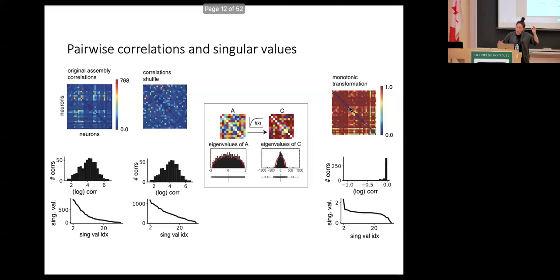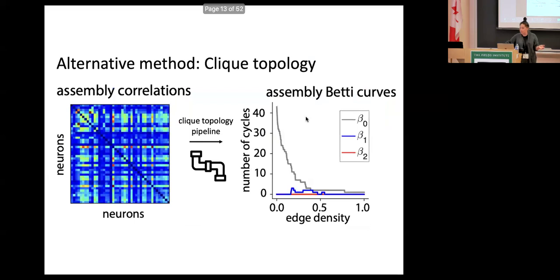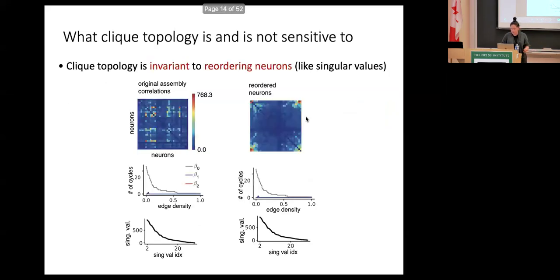One reason that it's important to us is we're using this calcium signal that's been smoothed and pre-processed as a proxy for neural activity. So we're assuming that there's this underlying monotonic transformation happening, which is why we don't want to use traditional methods like singular values. So instead, we're going to propose this clique topology pipeline that's going to take a correlation matrix and output Betti curves. And we're going to use the Betti curves to look at structure in the correlations.